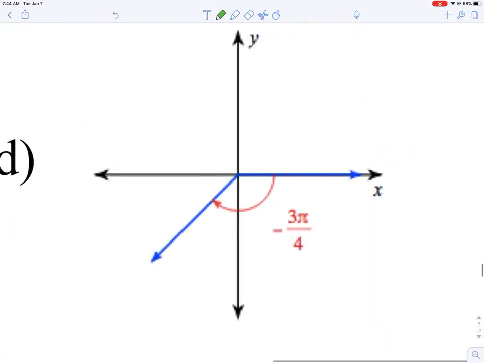And now we have a negative angle, but that negative angle terminates in quadrant 3. That's going to be the reference angle in quadrant 3. So you can see that that angle is going to be pi over 4.